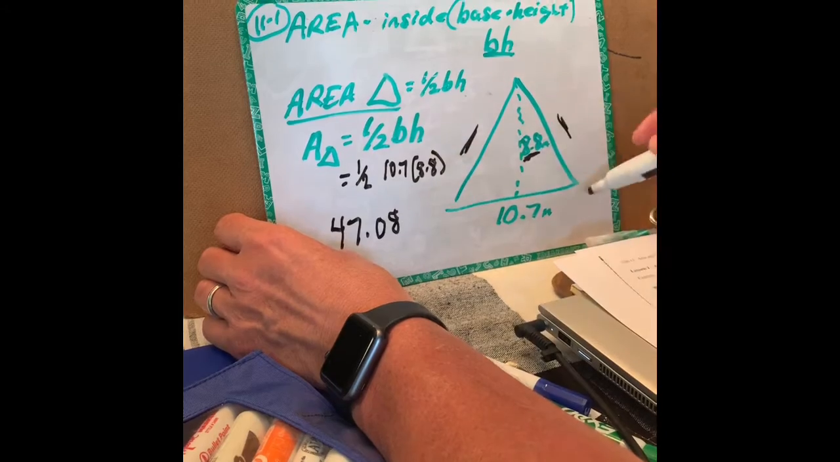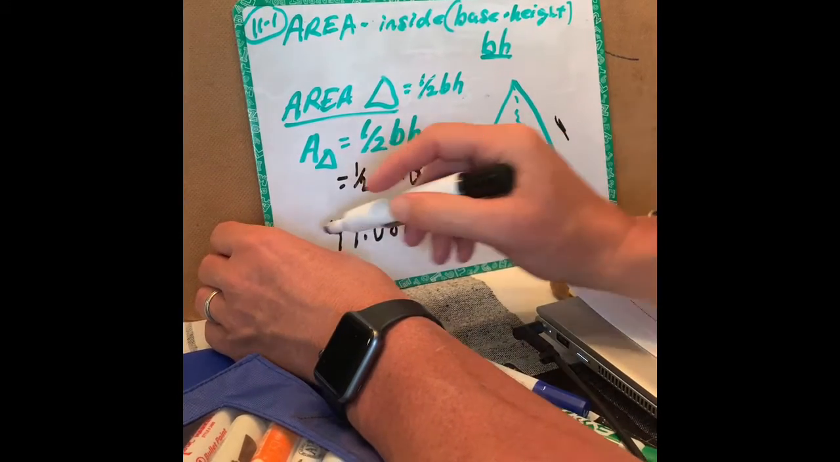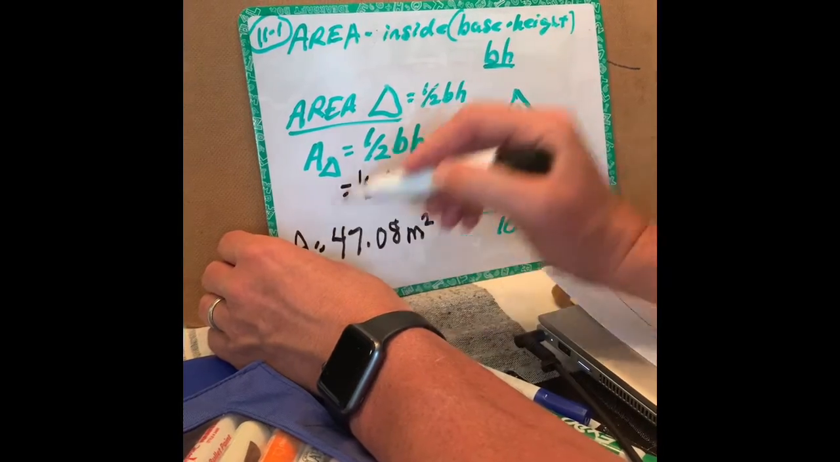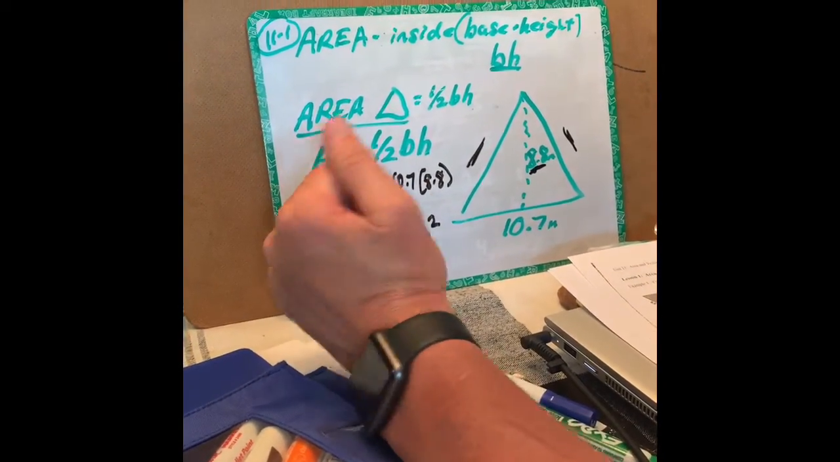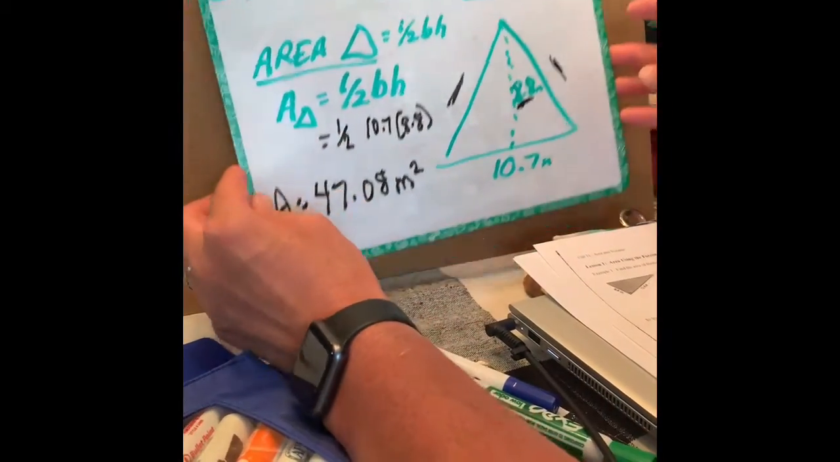47.08, and they listed the units as meters squared, and it's important that you list it all. I know Mrs. Zellner wants you guys to have all that written out. 47.08 meters squared. So that's easy. Area of a triangle, you guys can figure out number one pretty easily.